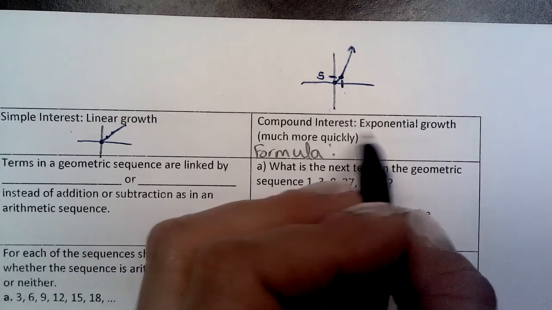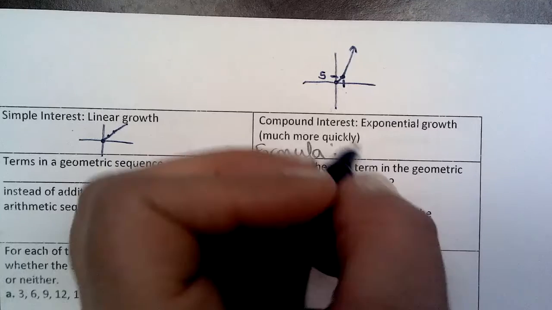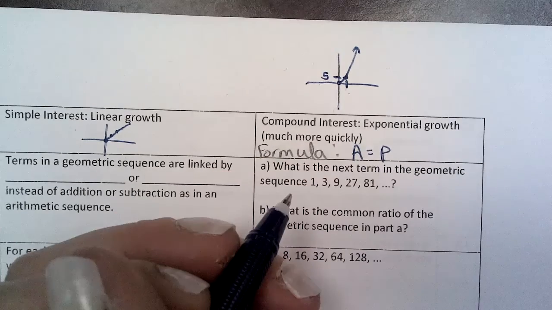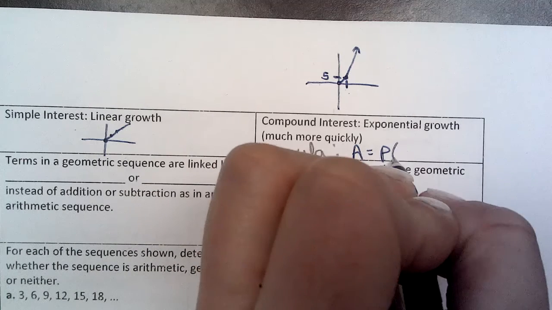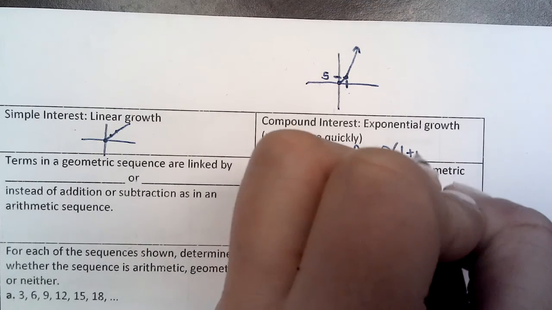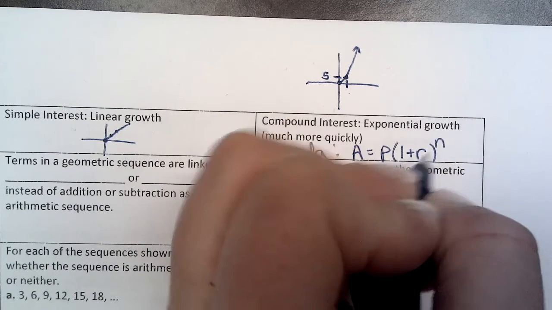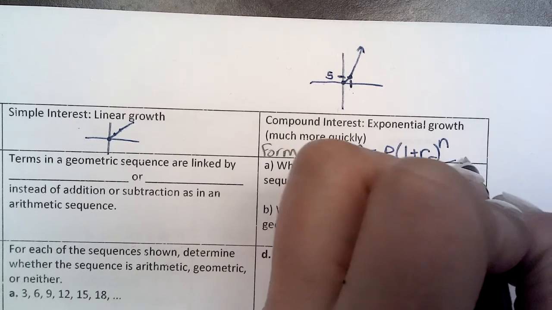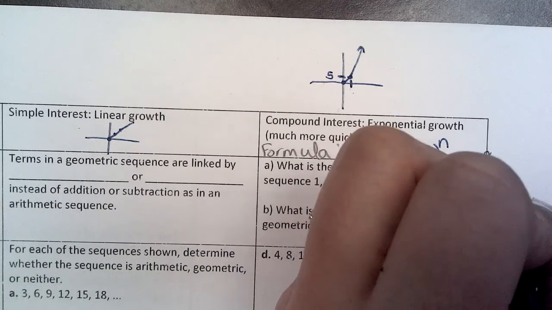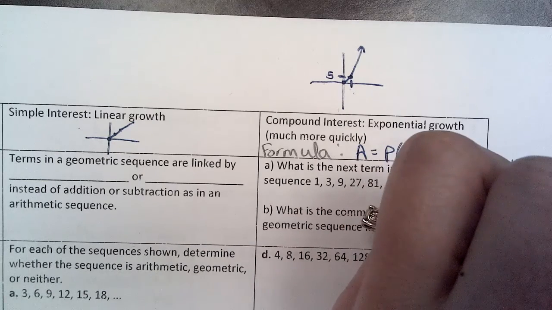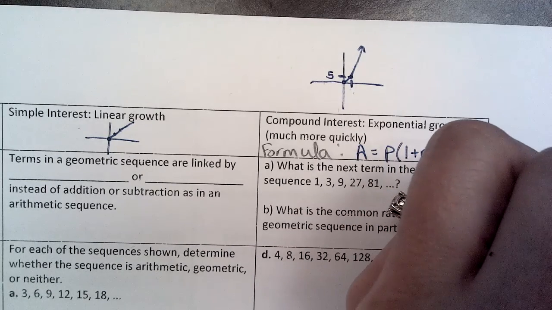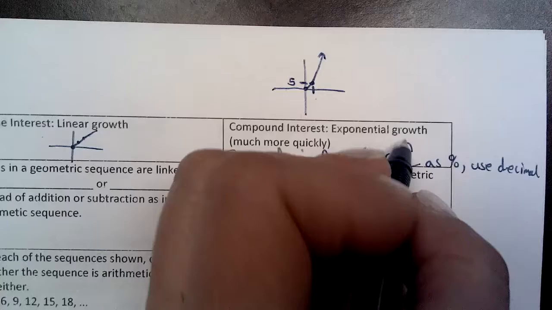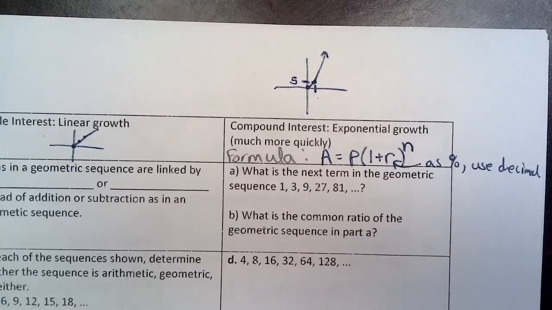Okay, so compound interest, we have a formula. It's going to be our amount equals our principal, that's our initial amount that we put in, times 1 plus our rate to the n. So our rate is going to be given to us as a percent, but we use it as a decimal. So when we're putting it in our formula, we need to change it to a decimal. And then n is the amount of time, and that depends.